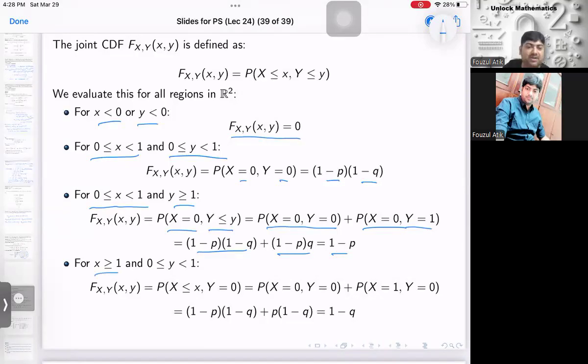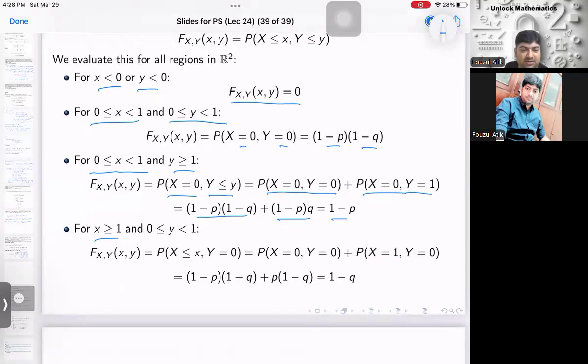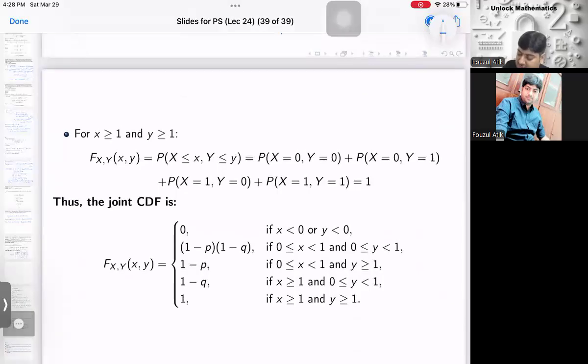In the same way, if x is greater than or equal to 1 and y is between 0 and 1, then what will happen? Y will take only the value 0, but x will have two values, 0 and 1 both. So we will have this sum; again, we know the individual probabilities, and we will get this answer. The last case is if x is greater than or equal to 1 and y is also greater than or equal to 1. Now, without calculating, you should be able to answer it, because in this case it is the total probability, and we know this value is 1. But even if you calculate it, x and y both take both values, so all 4 possible combinations. We take their sum, and this value is actually 1.